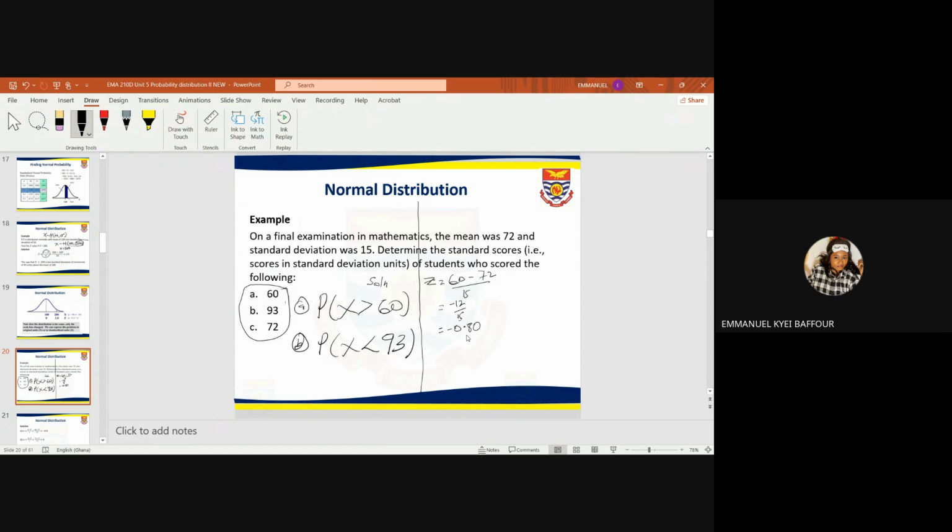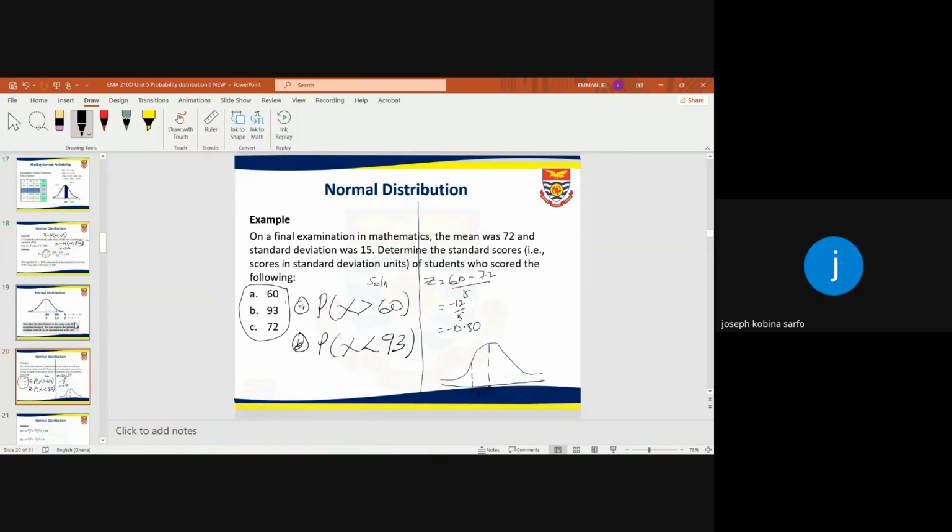Yes, sir. So then from there, I went to the table. Okay. Then you drew your distribution. So I drew my distribution. So you had something like this. If this is 0, then we can have our negative 0.8 somewhere here, right? Okay. So then you went to the table.